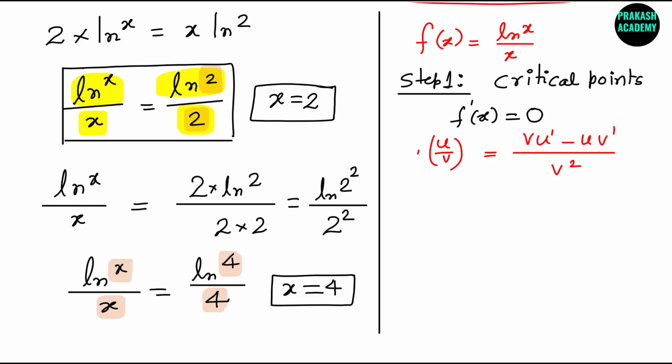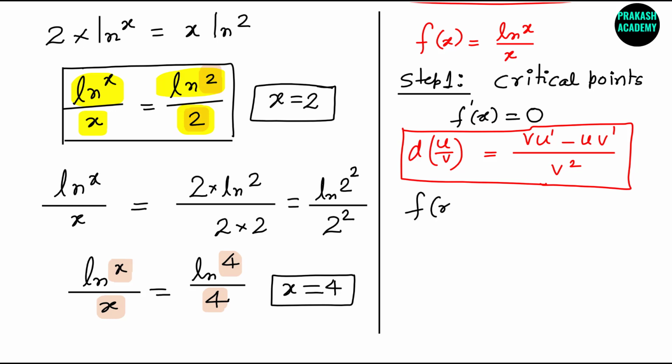So this result I will use, that differentiation of a function in the form of u by v is calculated using this formula. So now let us see what function I have. I have f(x) is equal to ln x divided by x. So if I differentiate this with respect to x, I can write f dash x is equal to, as I said, leave the denominator and then take differentiation of ln x, that is the numerator.